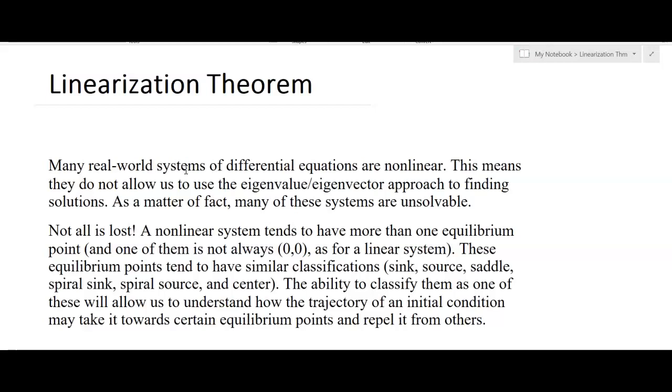These equilibrium points, though, tend to have similar classifications. So sink, source, saddle, spiral sink, spiral source, and center. They look very similar a lot of times. And the ability to classify them as one of these will allow us to understand how the trajectory of an initial condition may take it towards certain equilibrium points and repel it from others.